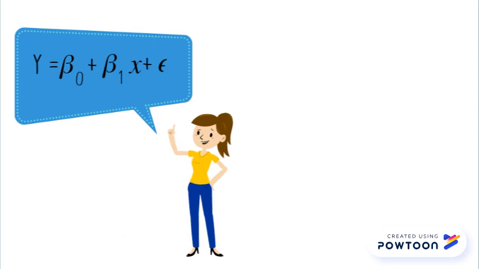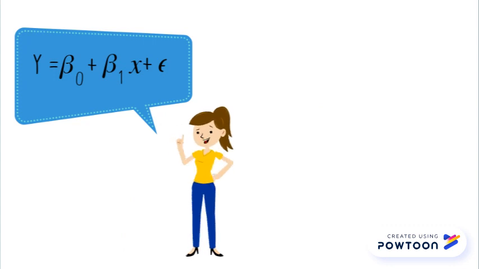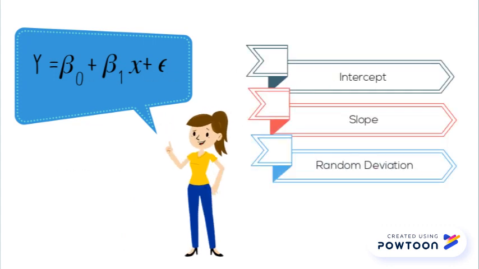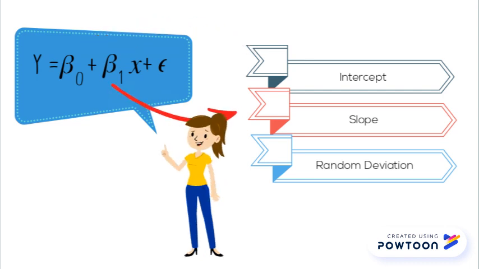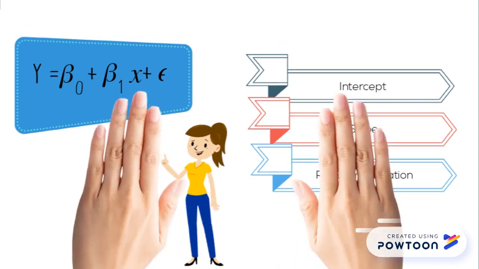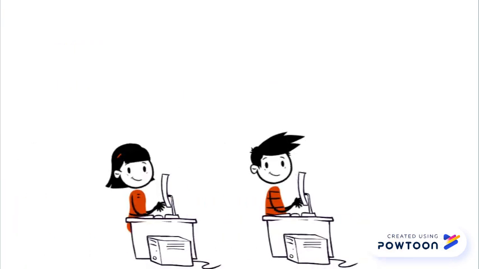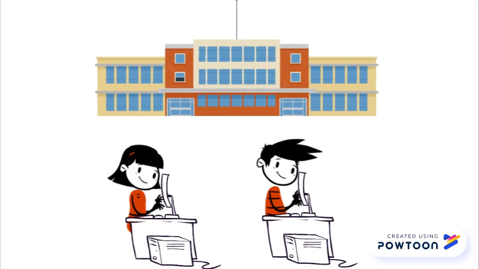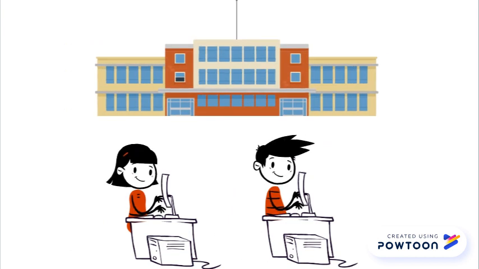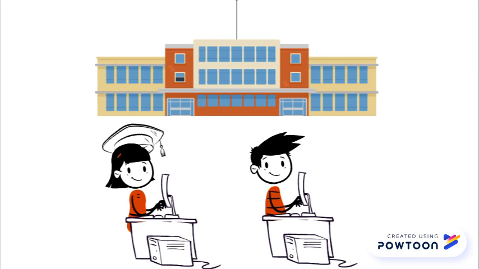Linear probabilistic modeling is expressed through this equation here, where b0 is the intercept, b sub 1 is the slope, and epsilon is the random deviation. This equation is similar to the y equals mx plus b we learned years ago. Linear probabilistic modeling can take many forms, such as finding the relationship between high school GPAs and college GPAs, or the relationship between graduating from college and earning a high income.